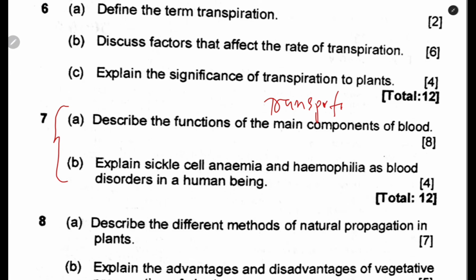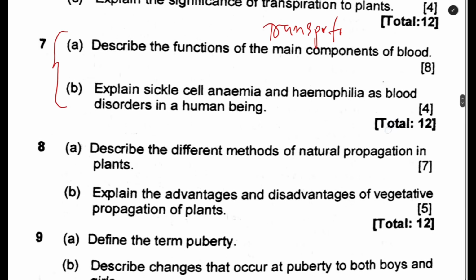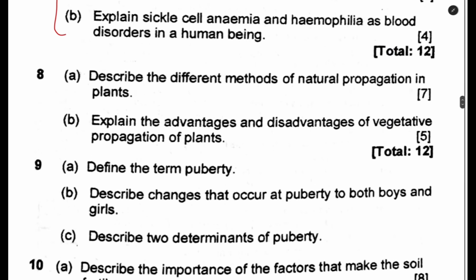Okay, the components of blood: we have the liquid part and the solid part. The liquid part is made up of plasma. The solid part is made up of red blood cells, white blood cells, and platelets. So that is what they want you to talk about, but each you should put in a paragraph. Then question B, explain sickle cell anemia and hemophilia as blood disorders in human beings. So as I mention the questions, you get to look at the topics.